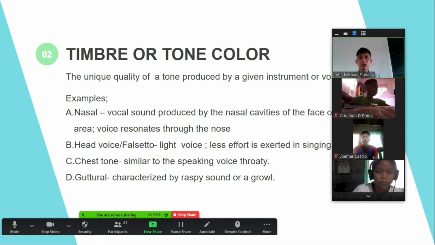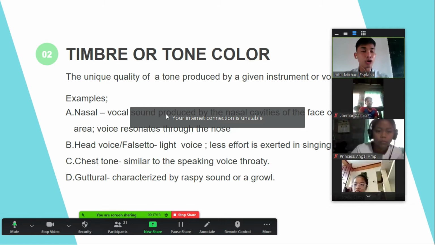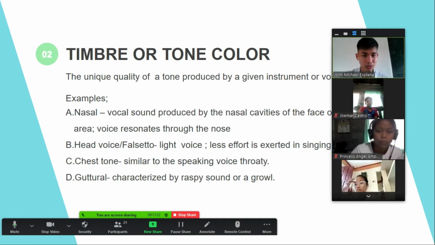Kapag nakarinig ka ng kanta, kumakanta na singer, na yung boses niya, halata mo na ini-incorporate niya sa nose niya. So, pinapaano niya sa nose niya. So, yung timbre ng kanyang boses is for nasal.